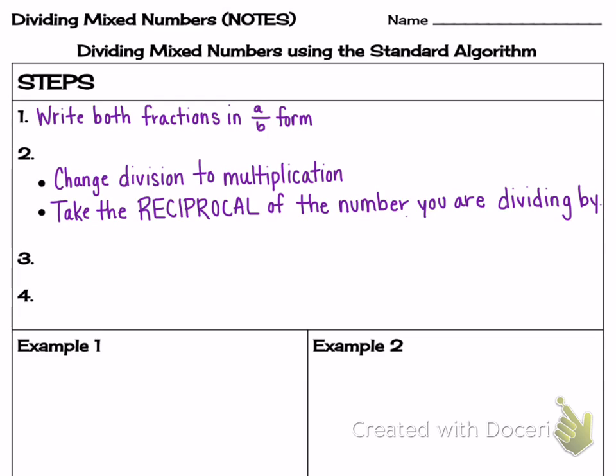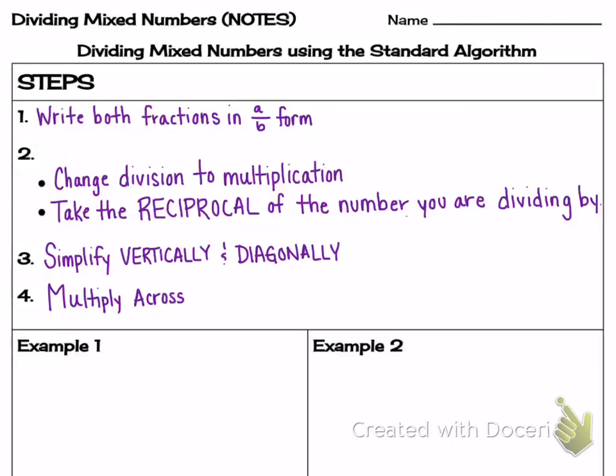Okay, so now that we've changed it to a multiplication problem, we can do simplifying like we do in multiplying fraction problems. You can simplify both vertically and diagonally, but never horizontally. And then you will multiply across. Okay, so now that we have the steps, let's try a problem where we're doing a mixed number times a mixed number.